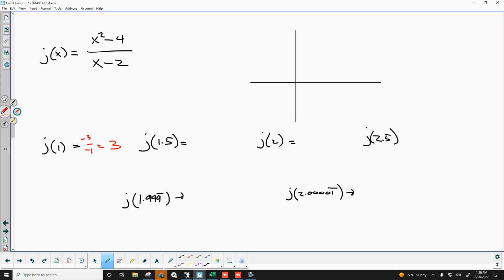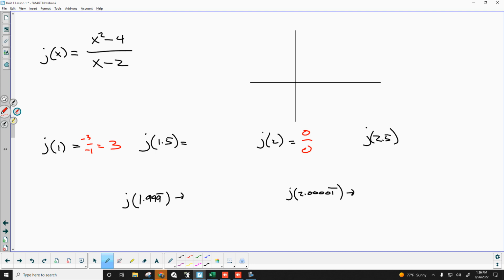Oh, I don't want to plug in 1.5. All right, now I'm going to skip it. I'm lazy. Plug in 2. Plug in 2, I get 0 over 0. You haven't seen this yet. You saw it last year. Is that 1? Is that 0? It's neither. Can't be done.